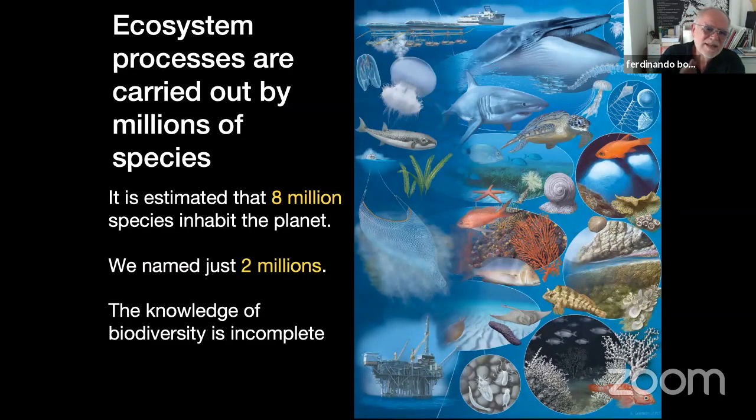Ecosystem processes are carried out by millions of species. It is estimated that 8 million species inhabit the planet, and we have named just 2 million. So the knowledge of biodiversity is incomplete. The state of biodiversity is also incompletely known. The United Nations said that 1 million species will become extinct in the next 30 years.